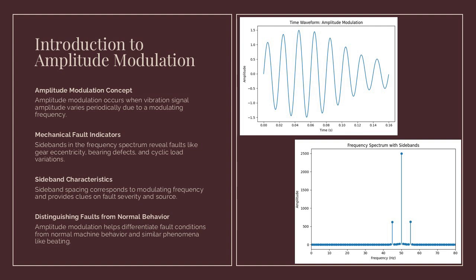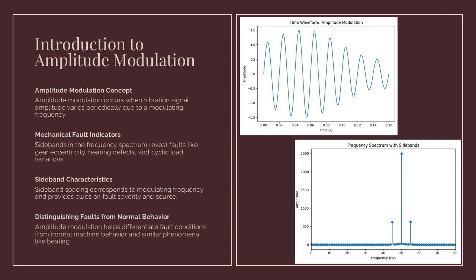Let's see how this pattern illustrates amplitude modulation in vibration analysis. In the time waveform on the left, we see a high-frequency vibration riding inside a slowly varying envelope, which indicates that the vibration amplitude is increasing and decreasing at a regular rate. This means the excitation force is not constant but is being influenced by another cyclic source, typically shaft rotation.